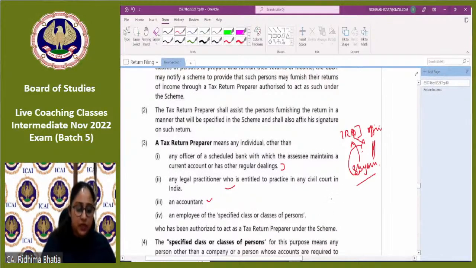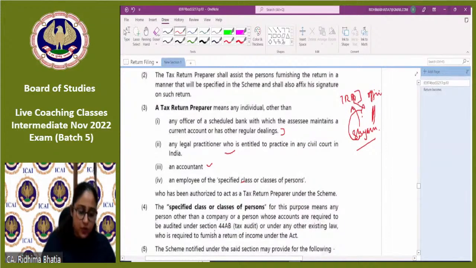Then, along with that, if you are a specified class of individual. What is a specified class of individual? Specified class of individual means a person whose accounts are required to be audited. And if you're an employee of a specified class of individual, you cannot be the tax return preparer for that employee. So basically, an individual whose audit is to be done cannot file the return through a TRP, number one. And obviously, you cannot be the TRP for this individual being an employee.